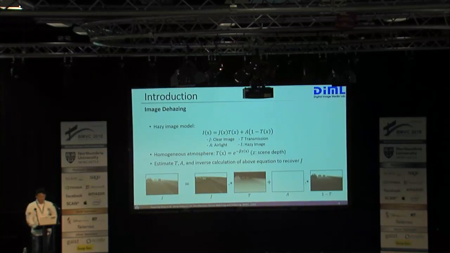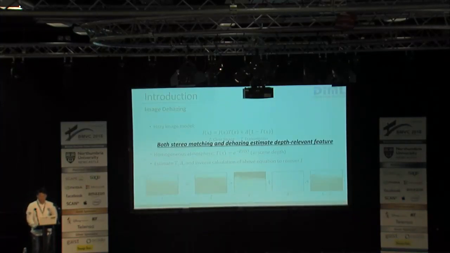Most dehazing algorithms follow the pipeline of estimating transmission and air light to recover the clear image by inverse calculation of the haze image model. Here, we can take a moment and notice that both stereo matching and dehazing tasks estimate depth-relevant features: disparity and transmission.